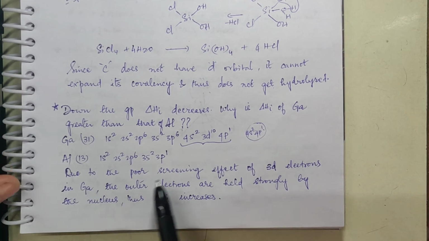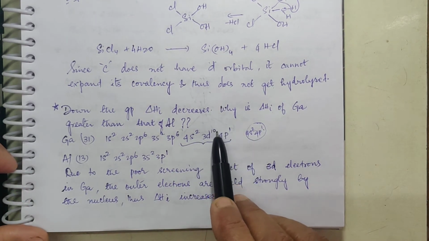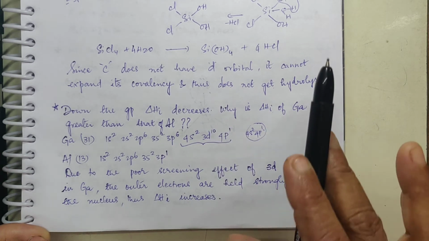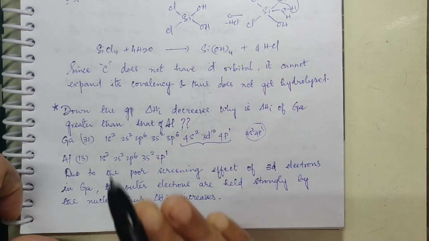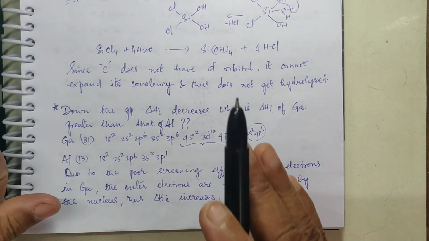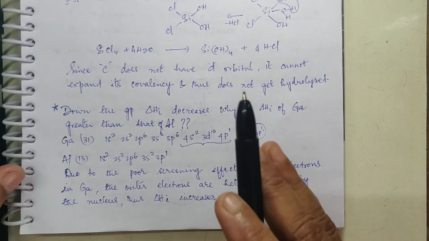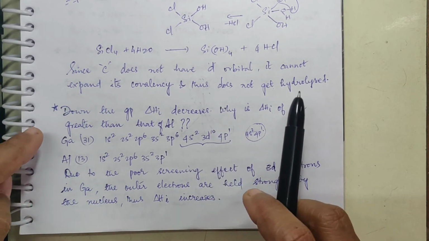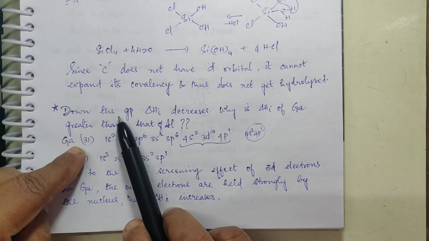Now, due to the poor shielding of these 3d electrons in the case of gallium, I told you already, because of poor screening, outer electrons experience nuclear attraction. Due to diffused orbitals, d and f, they are diffused. So they show poor screening effect. With the result, the outer electrons experience nuclear attraction.